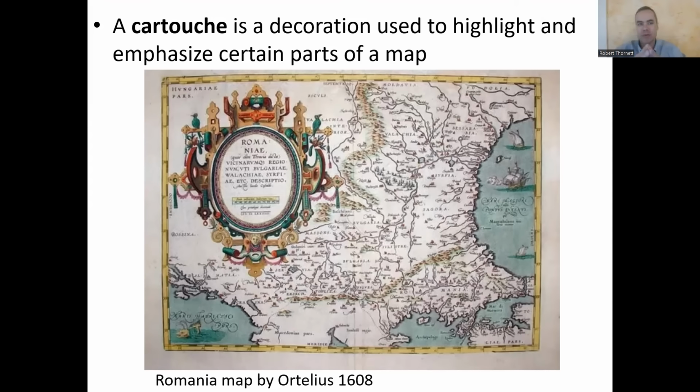One other thing you might find on a map is known as a cartouche. This is more of a decoration used to highlight something, to make something stand out. So on this particular map, that big ornate drawing there on the left side, that's a cartouche. And there's all different kinds of cartouches depending on the culture that it was drawn in, or the map maker themselves and their own taste.